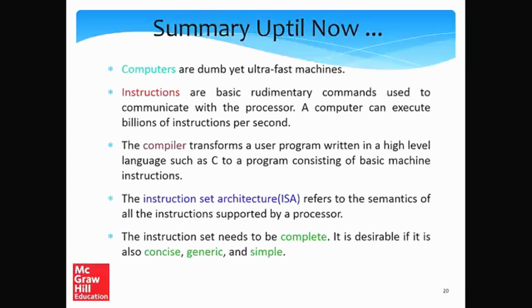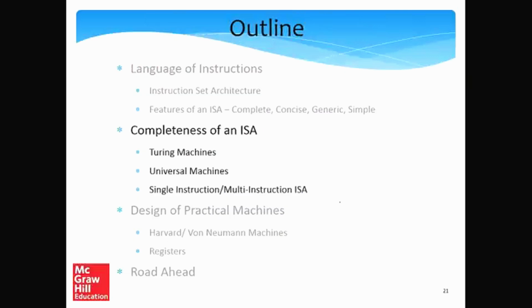So we want an instruction set to be complete. In a sense, it should be possible to write any kind of program with it. It is additionally desirable if it is also concise, generic, and simple. But then again, we are getting into the RISC versus CISC debate, which has been a very consuming debate in the computer architecture community. That's the reason I said that you would want a concise, generic, and simple ISA, but there are other trade-offs as well. We are just not in a position to discuss the trade-offs right now.